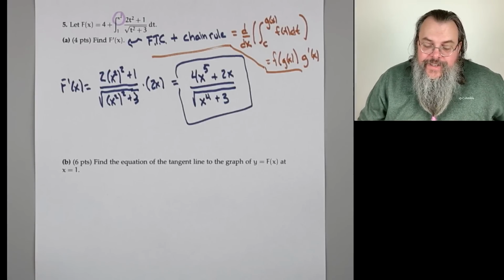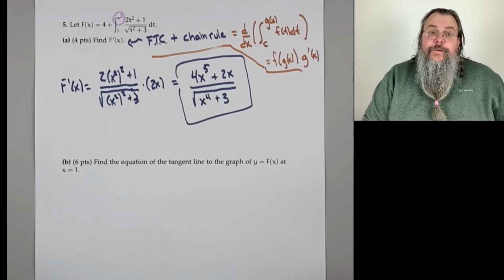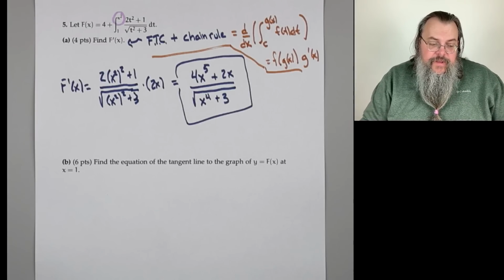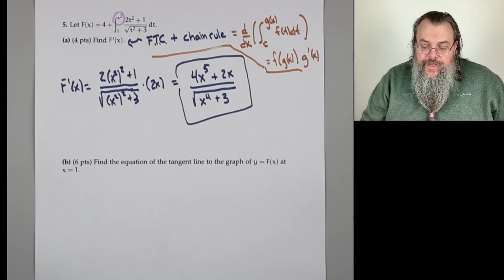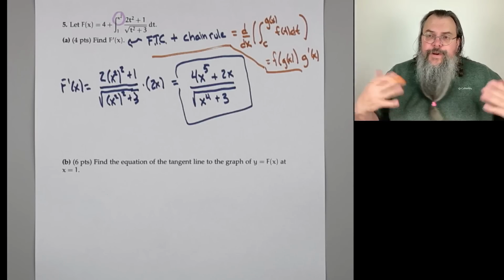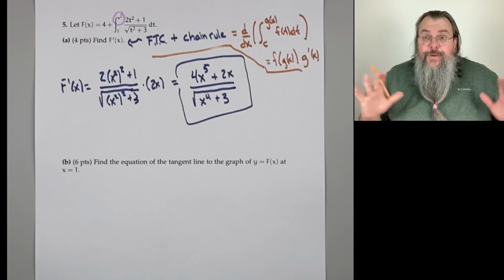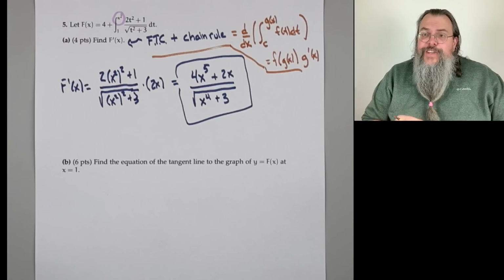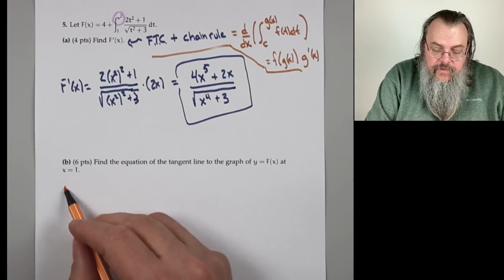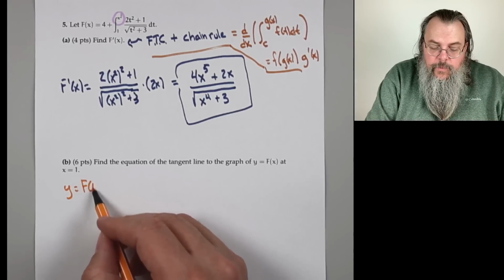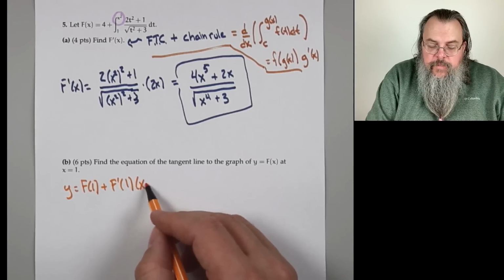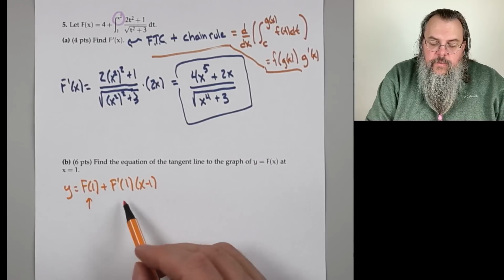Good. Okay. Now, that was part A. Part B says, find the equation of the tangent line to the graph of y equals f of x at x equals 1. It wouldn't feel like a Calc 1 test if there wasn't a tangent line in there. So it's good that we saw one. Okay, so how do you find a tangent line? Well, the basic formula is f of 1 plus f prime of 1 times x minus 1. So the key is, what are these numbers?